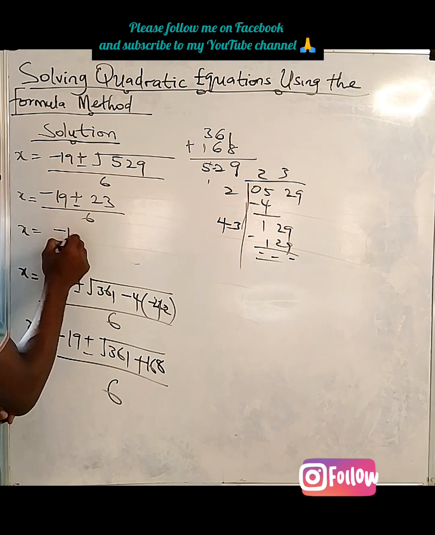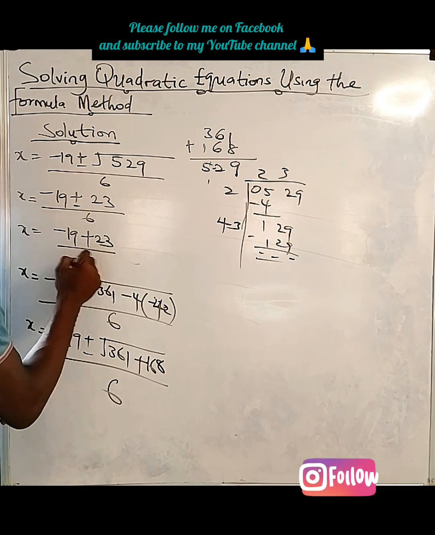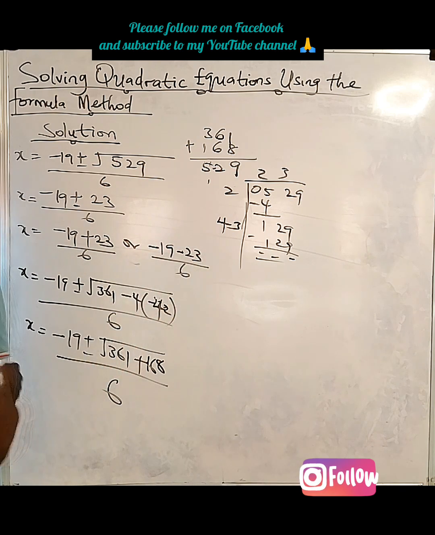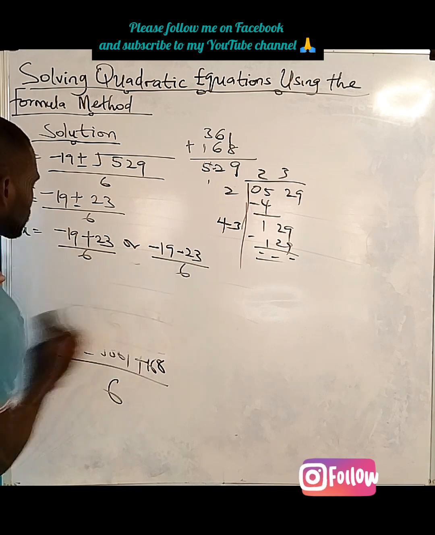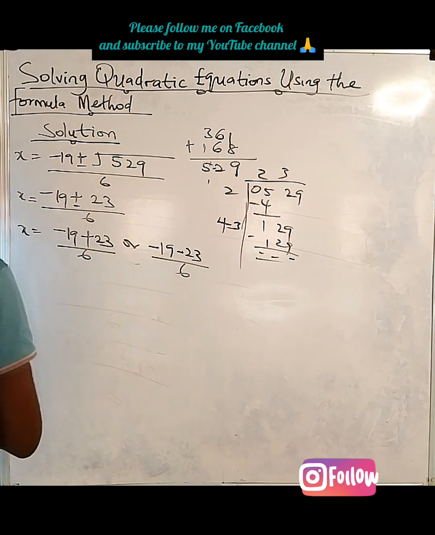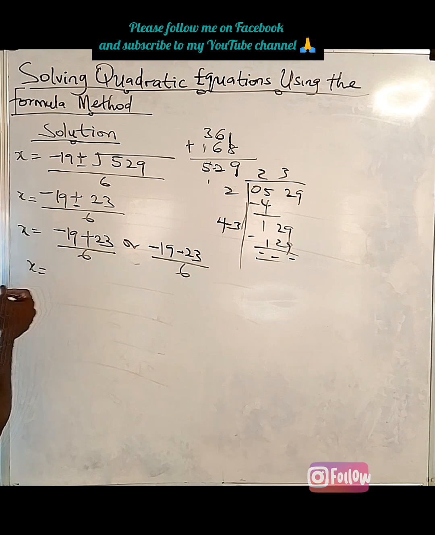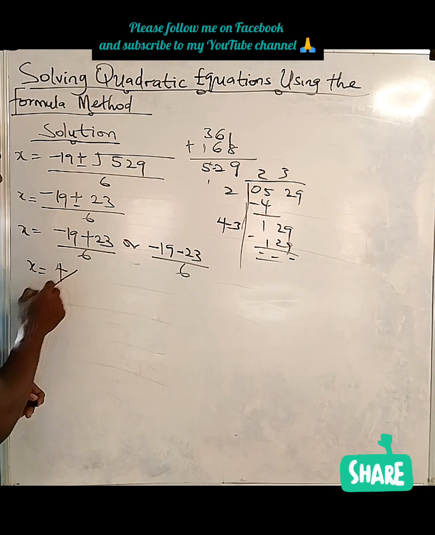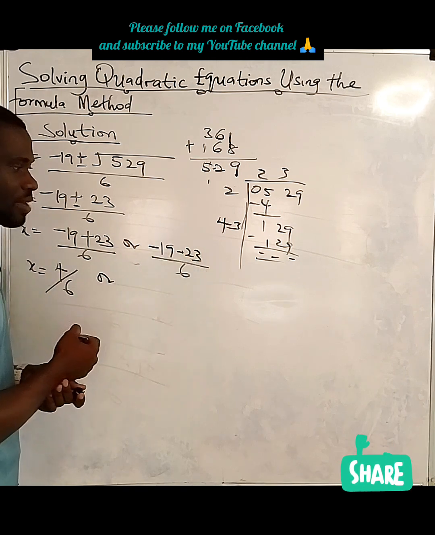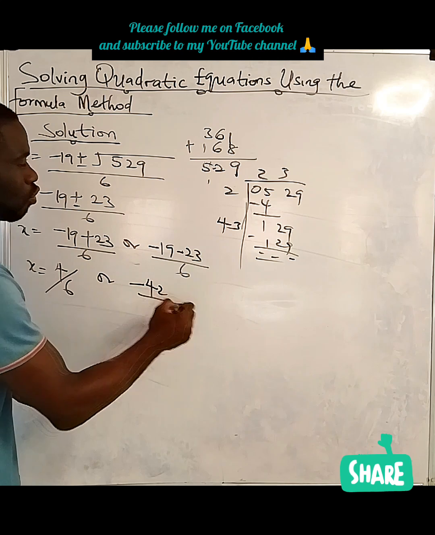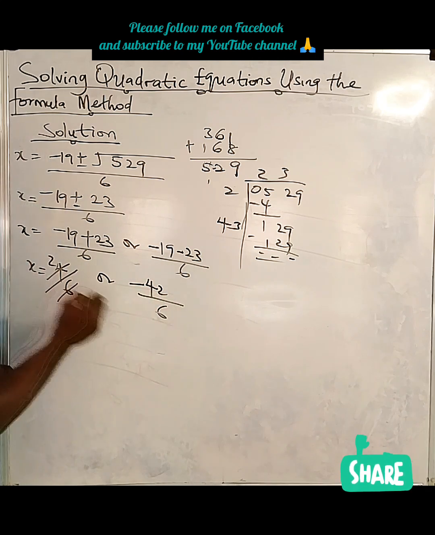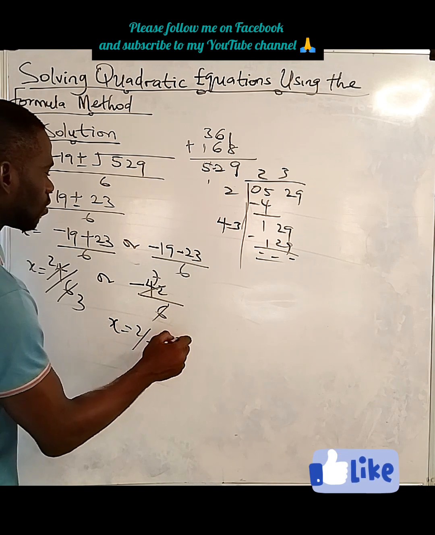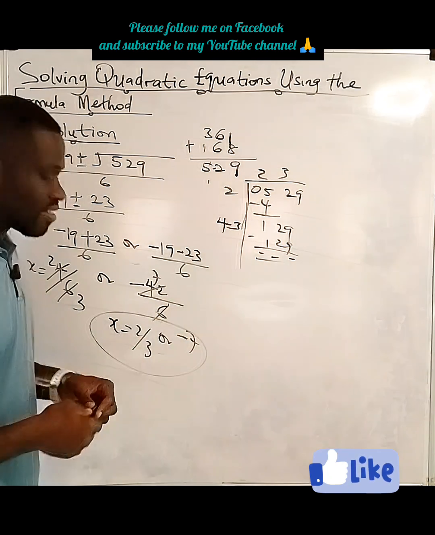So what do we have next? Minus 19 plus 23 over 6, or minus 19 minus 23 over 6. So what are the values of x? Minus 19 plus 23 will give us plus 4 over 6, or minus 19 minus 23 will give us minus 42 over 6. Simplifying, 4 over 6 is 2 over 3, and minus 42 over 6 is minus 7. So the values of x are 2 over 3 or minus 7. So these are the values of x.